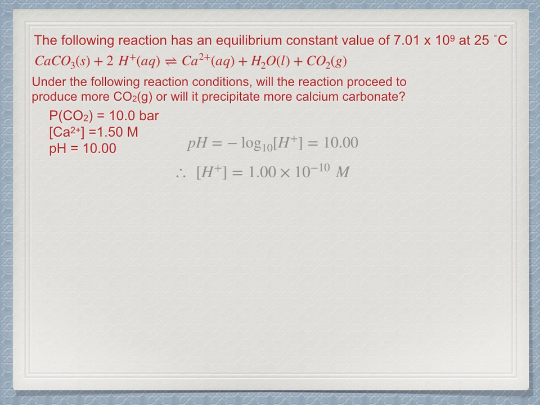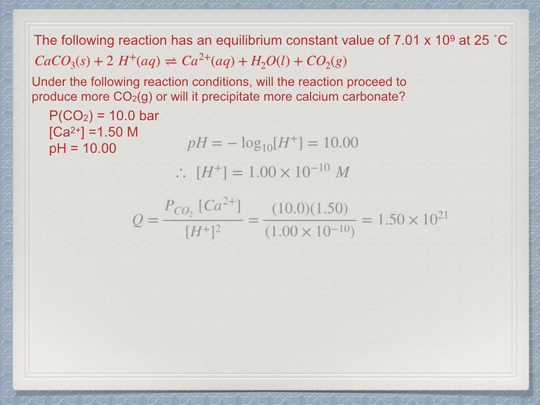We write out Q. The solid calcium carbonate and the solvent water have activity of 1, so we don't write them into Q explicitly. The other terms come in as either a pressure or a concentration as appropriate. We just enter the numbers. The units have all cancelled out. Don't forget that the H plus term is raised to the power of 2 because of the stoichiometry. The calculation indicates that with these conditions Q equals 1.50 times 10 to the 21.